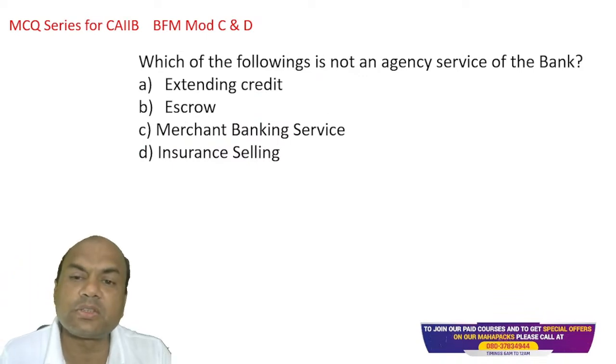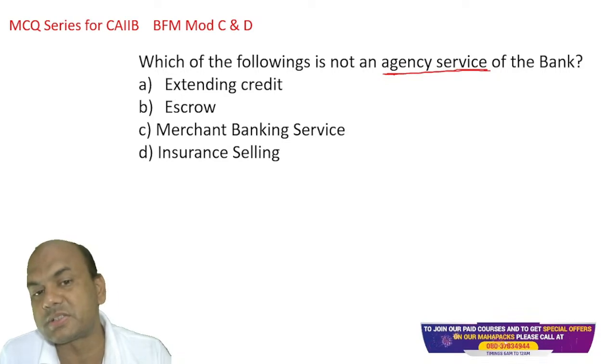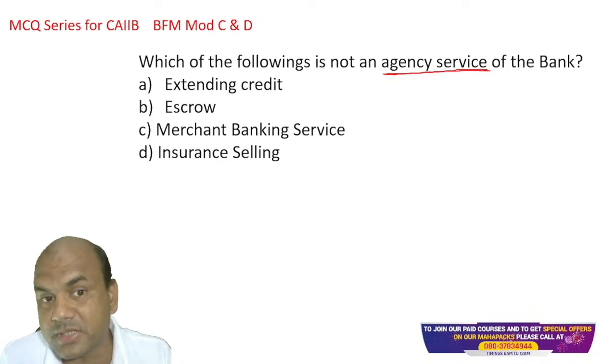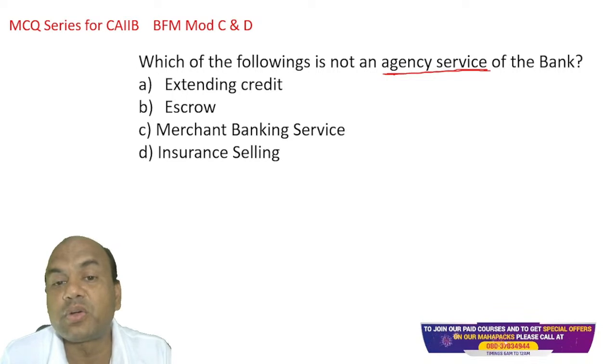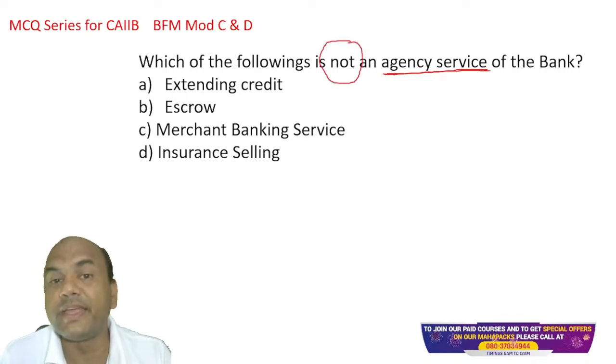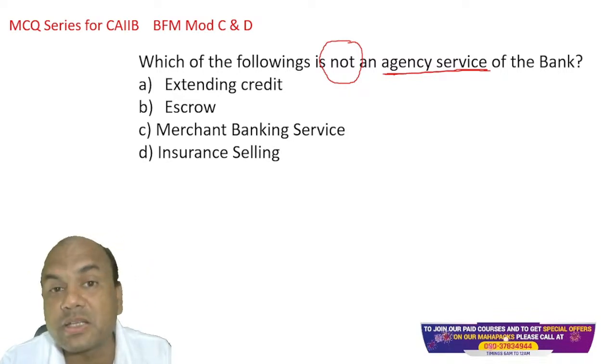Which of the following is not an agency service of the bank? Agency service. Okay, now this is a simple question. Extending credit, escrow, merchant banking service, and insurance selling. Which should not be an agency service? Okay, agency means what? In this product, the bank will get a commission without any risk.